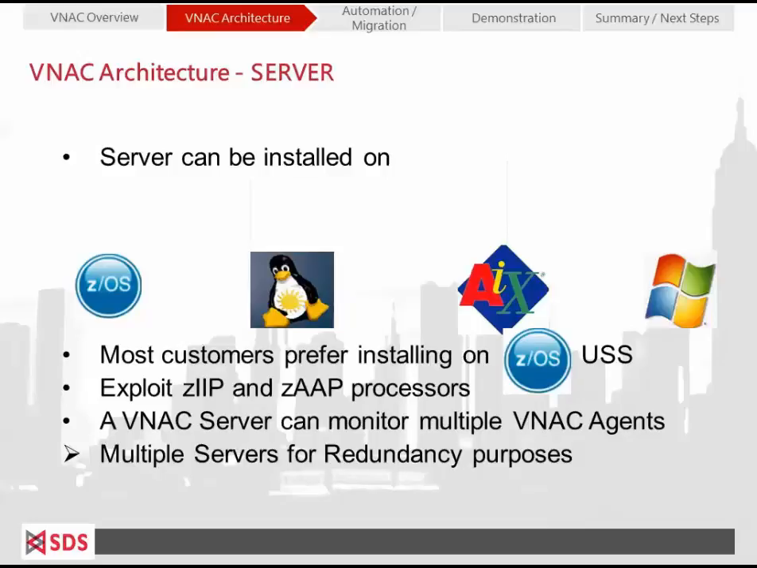In the event of your primary server being down, you can have users connect to the hot standby or backup server by making use of a virtual IP address, or simply have the users point their browsers to the backup server URL. Because VNAC agents can communicate with multiple servers, you are assured of seeing the latest information regardless of which server you connected to.